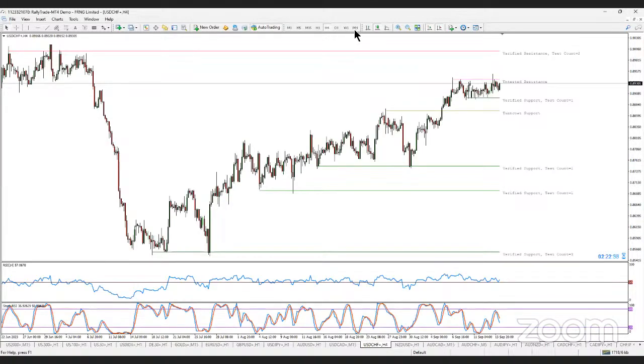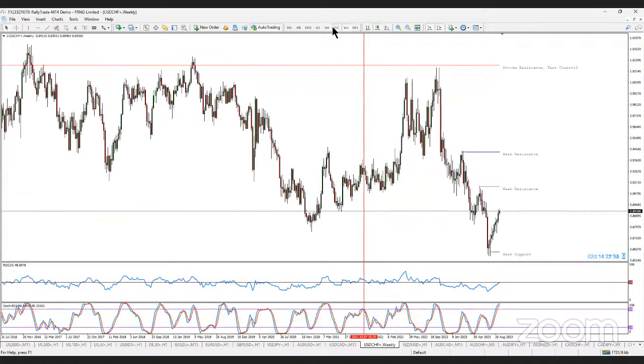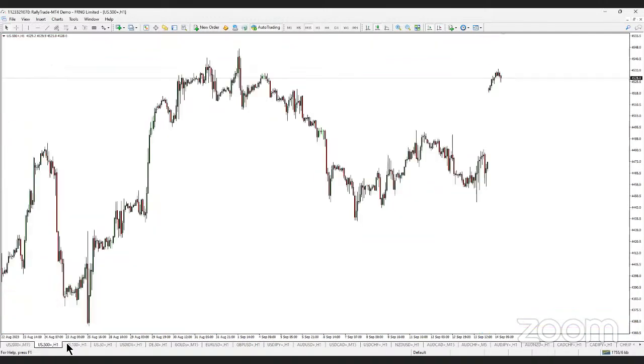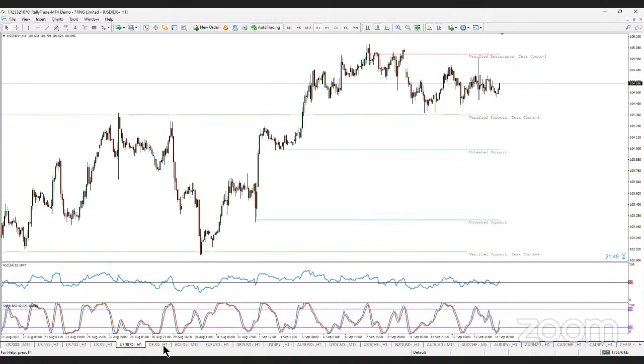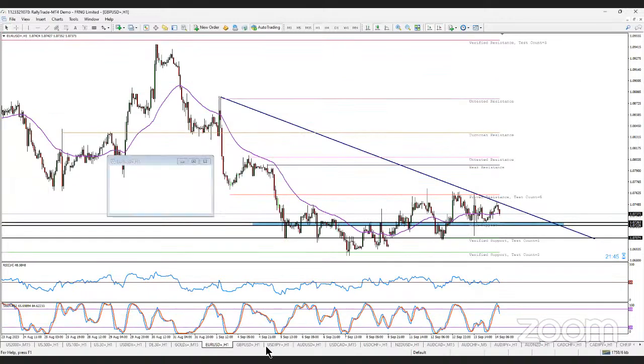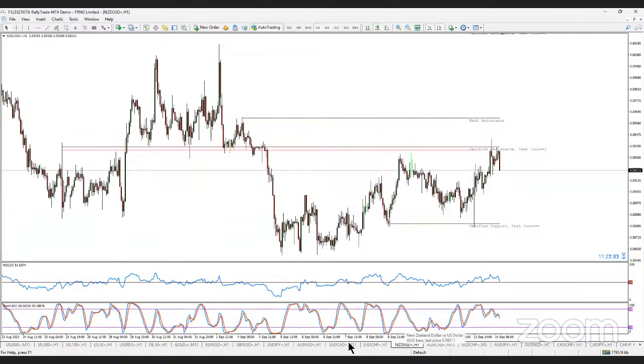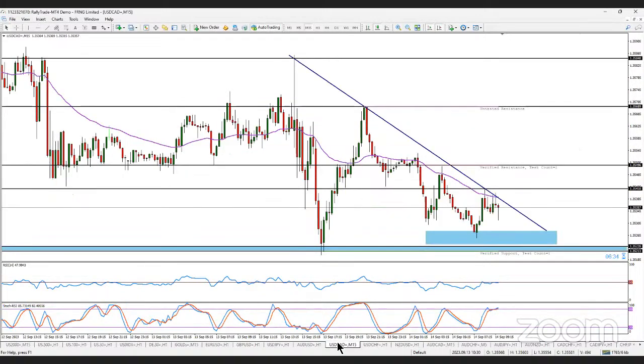USD CHF. I can't do anything if I don't have all my charts. I can see them. This one's very refreshed. Look, I can't do anything without the stochastic RSI VIP indicator. I'll be lost without it.